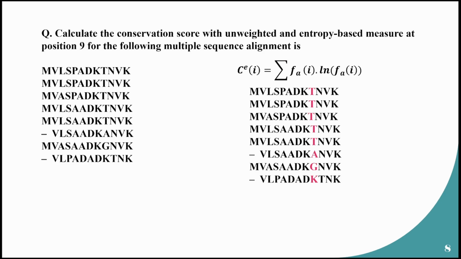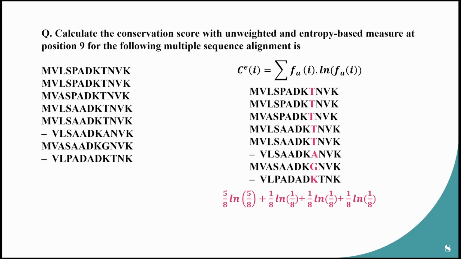So again, the same thing here, but in this case, you had to calculate for position 9. Interestingly, we'll see that 1, 2, 3, 4, 5 threonine is there, right? So this position seems to be favoring a threonine. Threonine seems to be quite conserved here. But how do you calculate it? For threonine, the frequency will be 5 by 8, because you have a total of 8 sequences, right? So 5 by 8 times ln of 5 by 8.